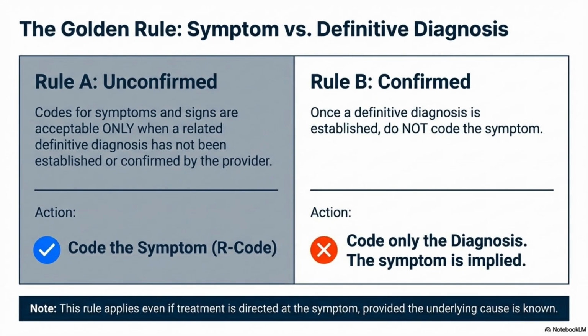This slide highlights the golden rule of Chapter 18. If the provider has not confirmed a diagnosis, we code the symptom. For example, if the patient presents with dizziness and the provider hasn't determined the cause, we assign the R code. But once the provider does confirm the diagnosis, even if the patient is still being treated for the symptom, we no longer code the symptom. The diagnosis takes priority, and the symptom becomes implied. This rule applies across all specialties, and it's one of the most important distinctions in ICD-10-CM.